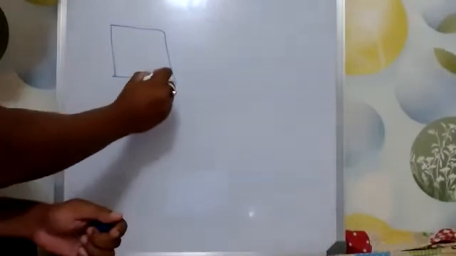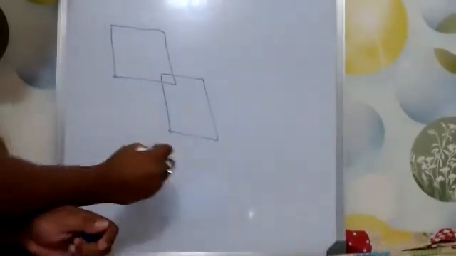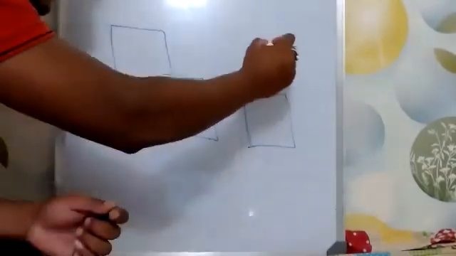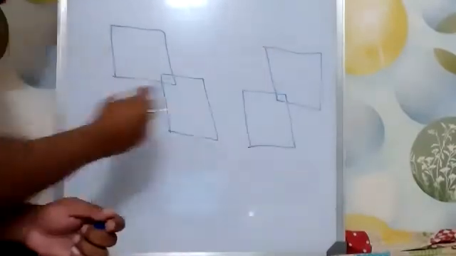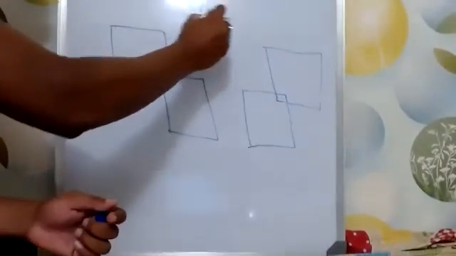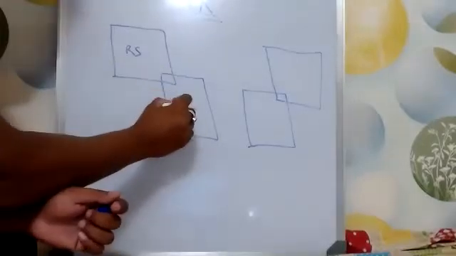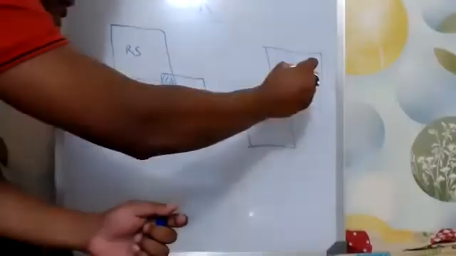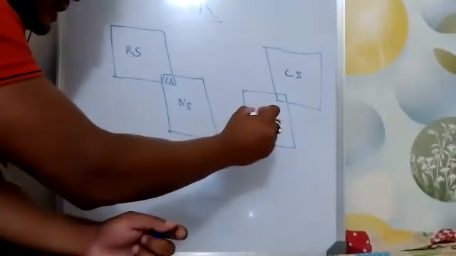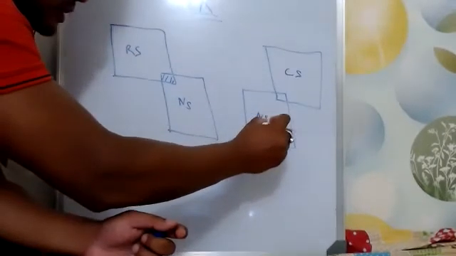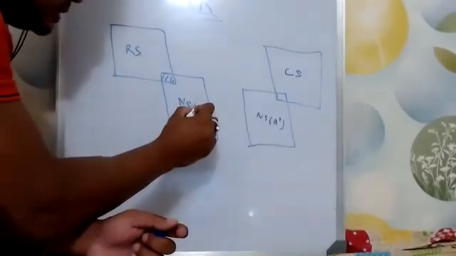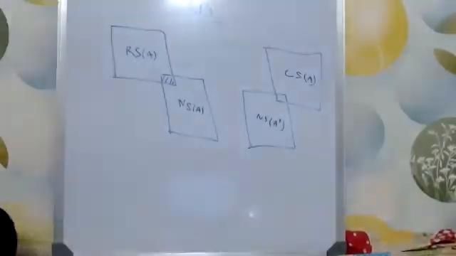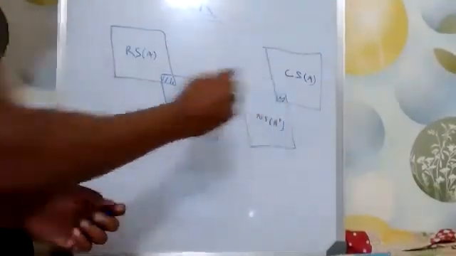Row space, null space, left null space, column space. So this is A, right? So for A, the row space and null space are perpendicular to each other. Then column space and left null space, that is the null space of A transpose, and the null space of A and column space of A. This diagram you have to remember.